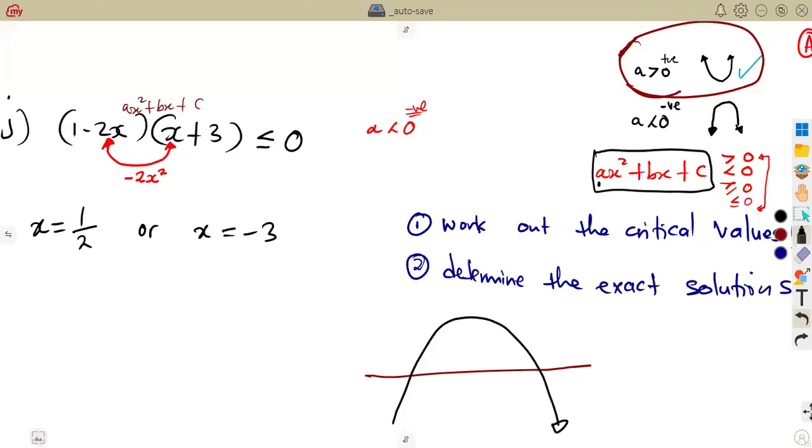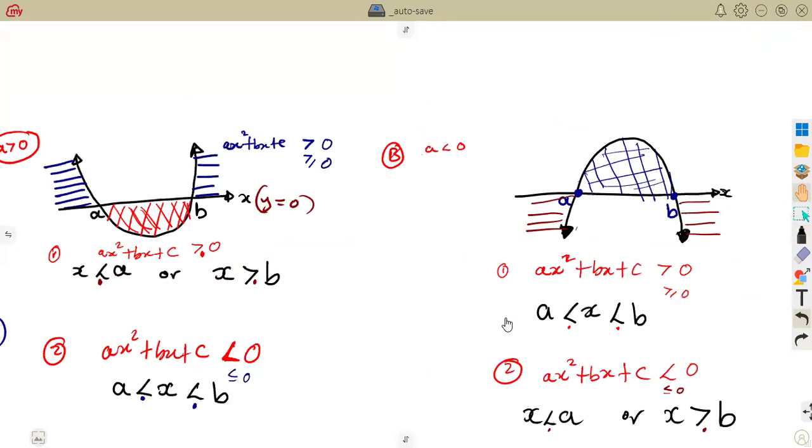So this is what we're going to have this time, where our solutions are minus 3, which is on the left side, and a half, which will be on the right side. So it's a positive, that one. So that's a half there. So we are working with this type.